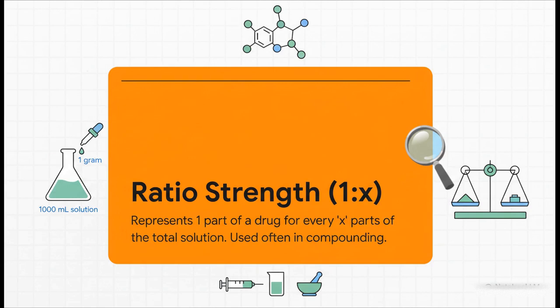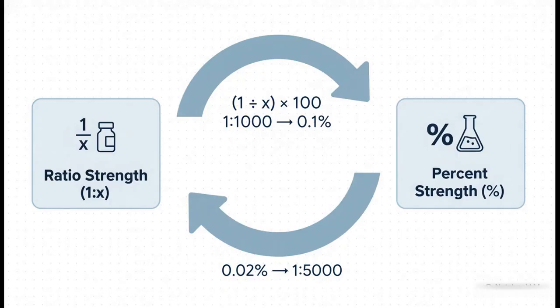This one looks a little different. You'll see it written as 1 to something, like 1 to 1,000. It's simple though. It just means there is 1 gram of the drug for every 1,000 milliliters of the total solution. This format pops up a lot when you get to compounding questions. And just like before, there are simple ways to flip between these formats. If you want to go from a ratio to a percent, you just divide 1 by that bigger number and then multiply by 100. And going the other way, from percent back to a ratio, it's pretty much just that whole process in reverse. You can definitely expect the PTCB to ask you to do this conversion.